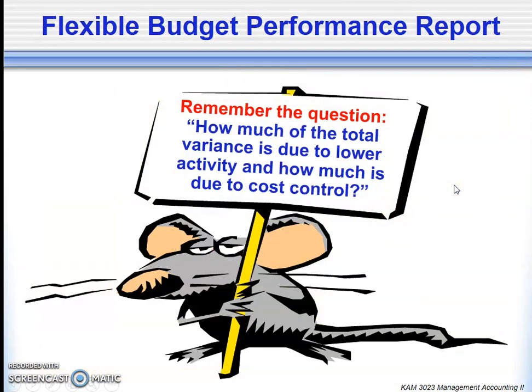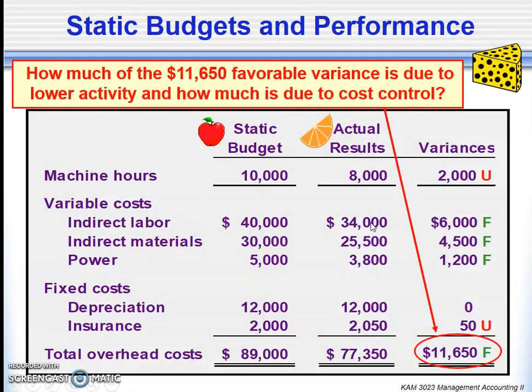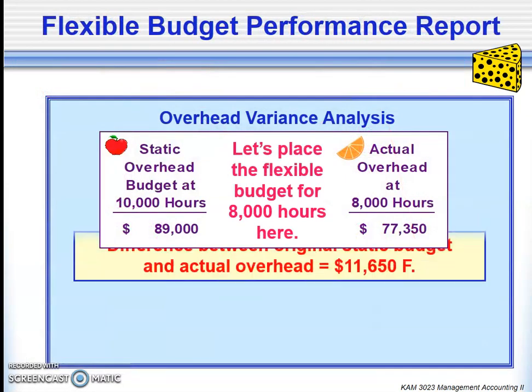So remember the question: how much of the total variance is due to lower activity and how much is due to cost control. So if we are preparing the flexible budget, we are comparing apple to apple at the same level. So we'll know whether the variance occurs because of lower activity or because of lack of control by the manager.